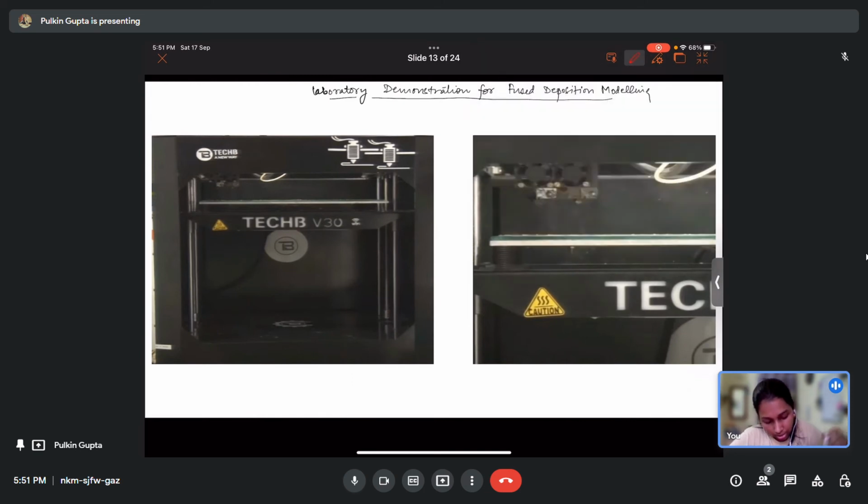So here we can see this is a Tech BV30 kind of FDM printer having two nozzles. In this zoomed view you can see this is nozzle 1 and this is nozzle 2. Each has its own individual fan and cooling system. And this is the build platform, and these are your lead screws for motion in the Z direction, and these nozzles can move in X and Y.